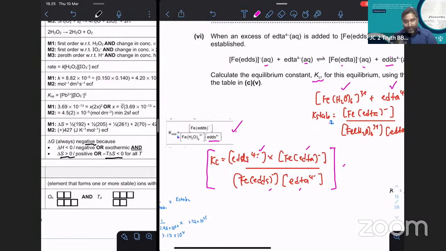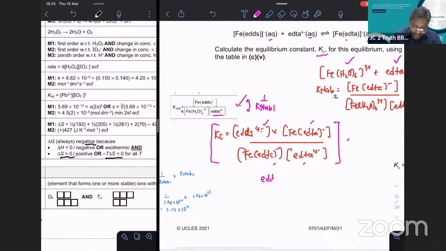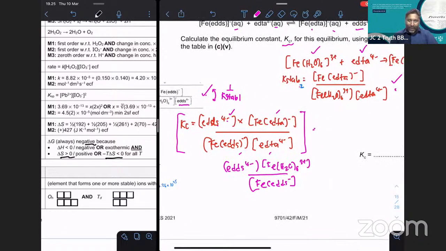What I do is trial and error, I can change the position. When I change that position, that is going to be 1 over K step 1. If I change that position, what will happen? I will have the EDDS 4 minus, then Fe(H2O)6 3+ at the top, and then FeEDDS minus over here. Here, I still want to maintain Fe over here because it's the same here.